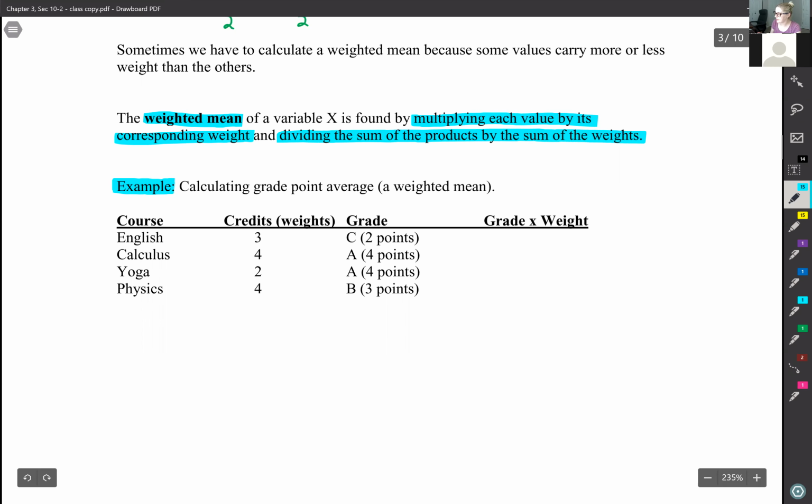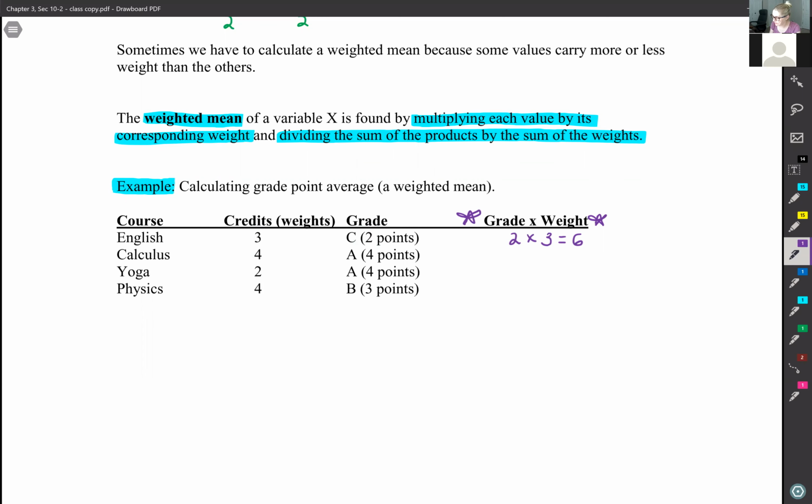So let's just do that in this example here. So the first step is to multiply each value by its corresponding weight. So right here it says grade times weight. So let's just go ahead and do that. So the first one is English, and that's worth 3 credits. So I'm going to do the grade times the weight. So in English, you got a C, which is worth 2 points. So my grade is 2, and I'm multiplying it by a weight of 3. And that's equal to 6.